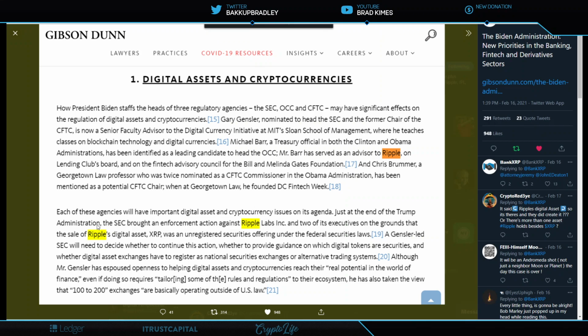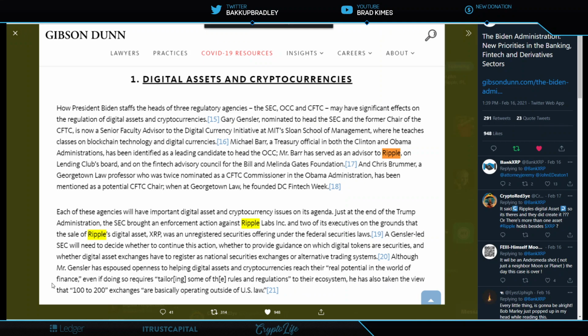At the end of the Trump administration, the SEC brought an enforcement action against Ripple and two executives on the grounds that XRP was an unregistered security. A Gensler-led SEC will need to decide whether to continue this action, whether to provide guidance on which digital tokens are in fact securities and which aren't, and whether digital asset exchanges have to register as national securities exchanges or alternative trading systems. Mr. Gensler has espoused openness to helping digital assets and cryptocurrencies reach their real potential in world finance, even if doing so requires tailoring some of the rules and regulations to their ecosystem.